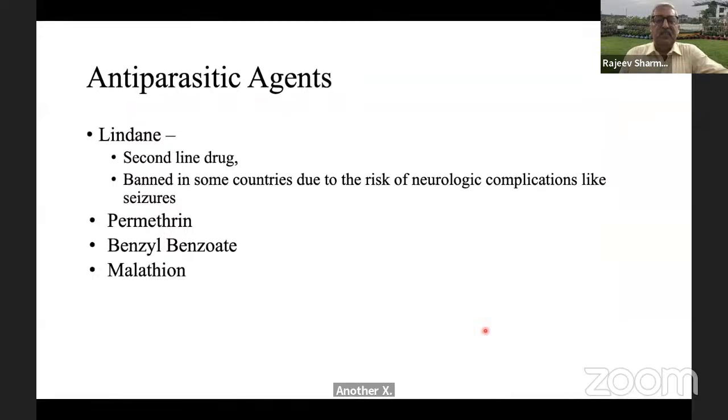So these are the drugs that we use. You all must be using them. So we'll take them up in the question answer session. We'll ask them how you apply, how many times you apply, why you apply that many times, what is the need, etc.